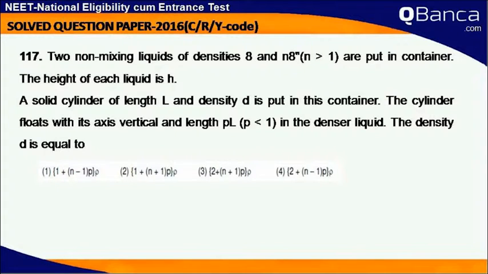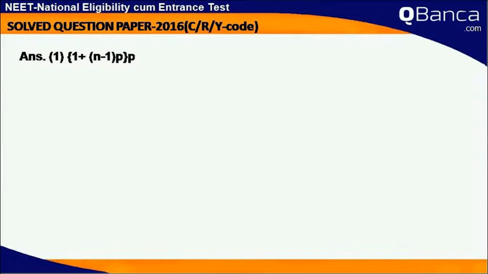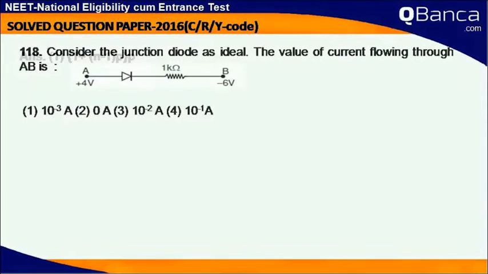Liquids of density ρ and nρ, n inches each, are put in a container. The height of each liquid is h. A solid cylinder of length L and density D is put in this container. The cylinder floats with its axis vertical and length PL, P greater than 1, in the denser liquid. The density D is equal to answer 1 plus (n minus 1) P of P.